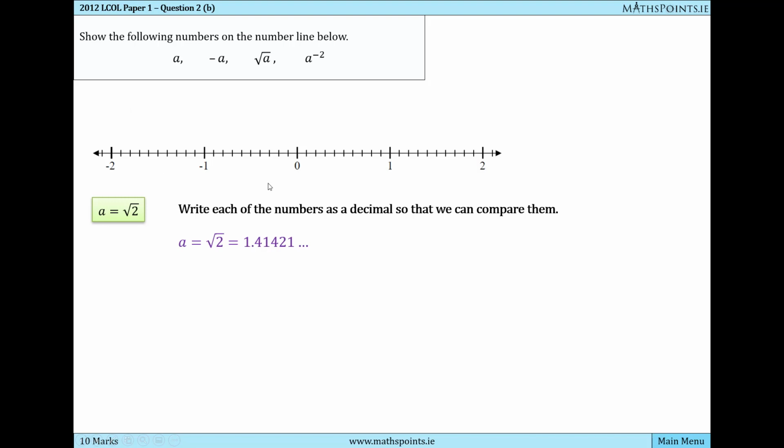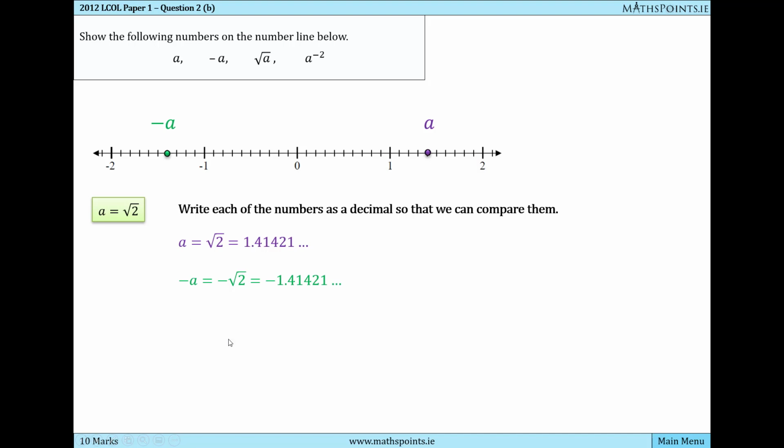Our number line is only split into tenths. So if we start at 1, we have 1, 1.1, 1.2, 1.3, 1.4, and so it's just a little bit after 1.4, so we'll place it there. Minus a is equal to minus root 2, which is equal to minus 1.41421. So again, going from the other side, and we go down in tenths, we have minus 1.1, minus 1.2, minus 1.3, minus 1.4, and so minus 1.41 is just a little after the minus 1.4.